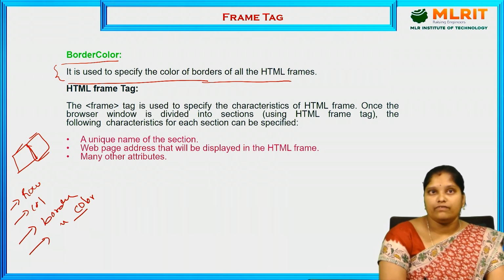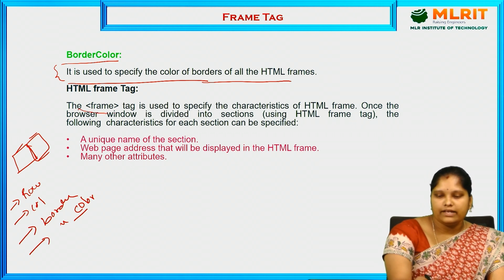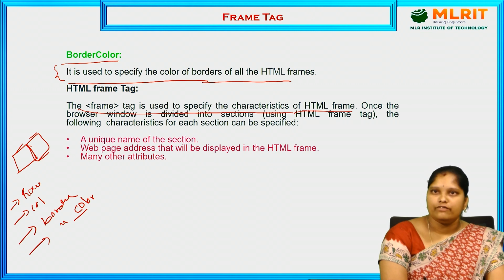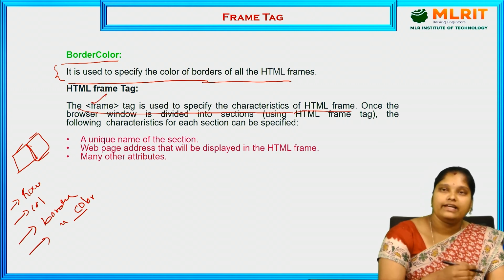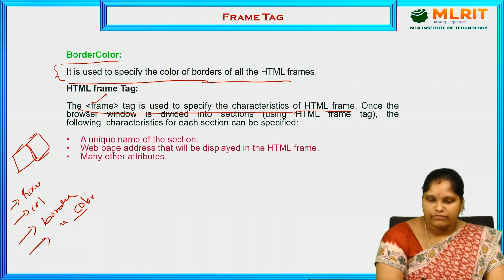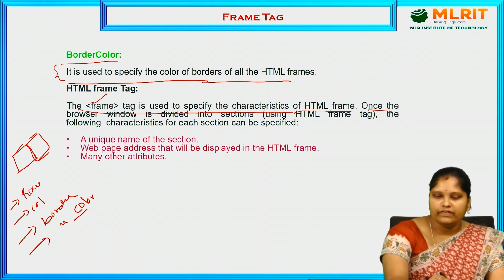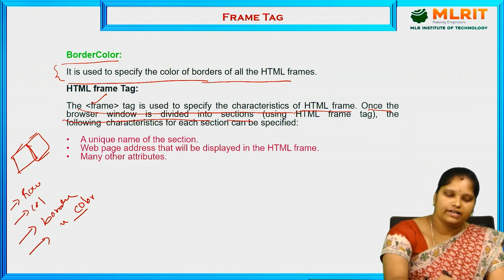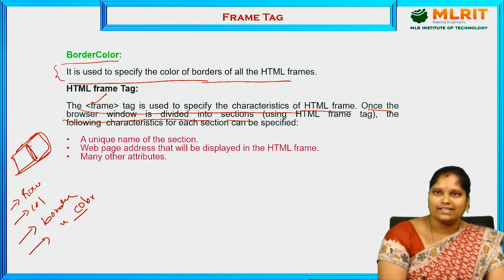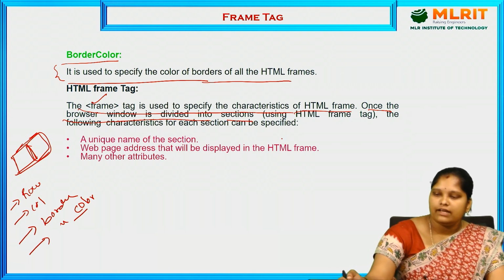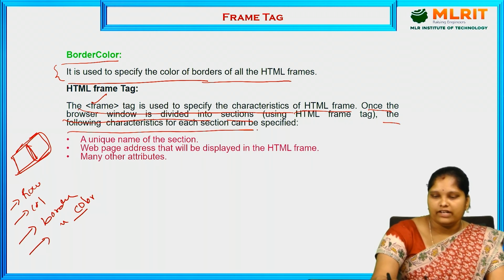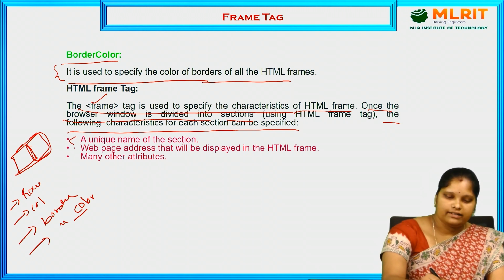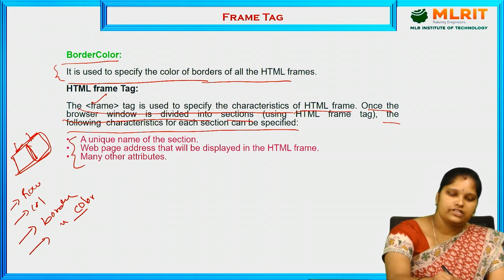And what is the frame tag? The frame tag is used to specify the characteristics of HTML frame. It specifies the characteristics of HTML frame once the browser window is divided into sections. Once the browser is divided into sections, two sections are here, and the following characteristics for each section can be specified.